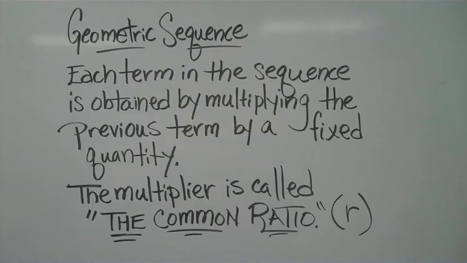We can now shift our discussion to talk about geometric sequences. Each term in a geometric sequence is obtained by multiplying the previous term by a fixed quantity. The multiplier is called the common ratio. Before, in an arithmetic sequence, we added the same number to each term to get the next term. Here we're going to be multiplying each term to get the next term in the sequence.